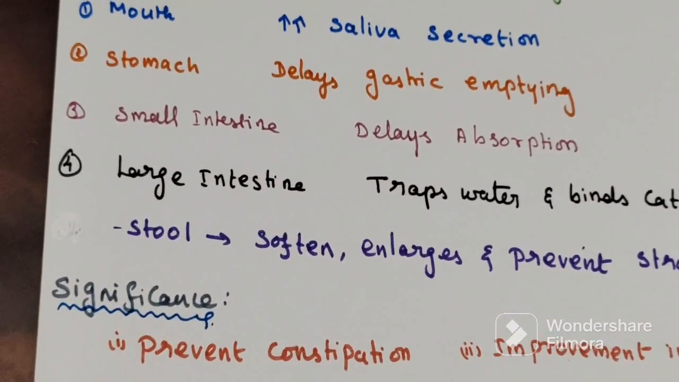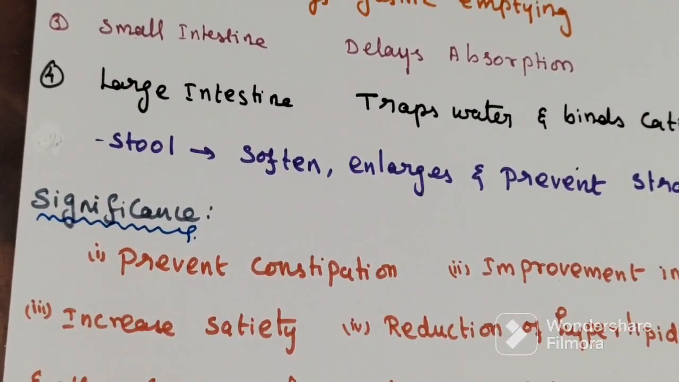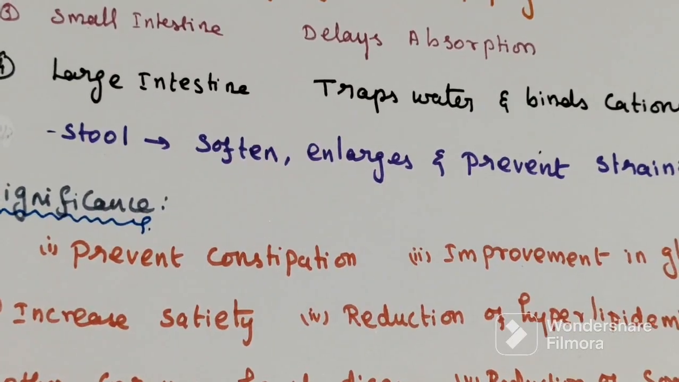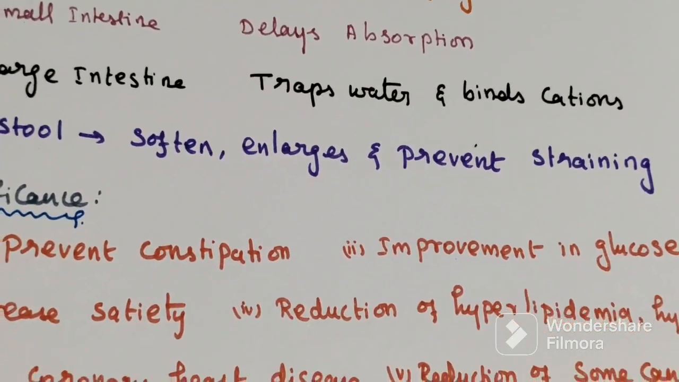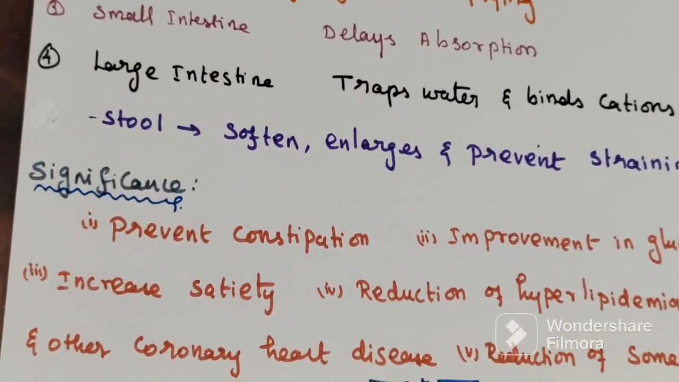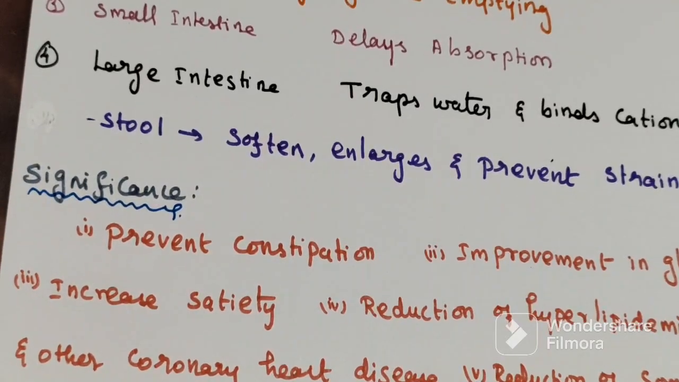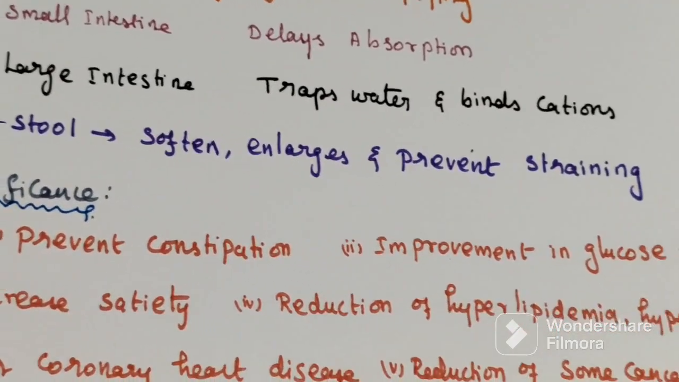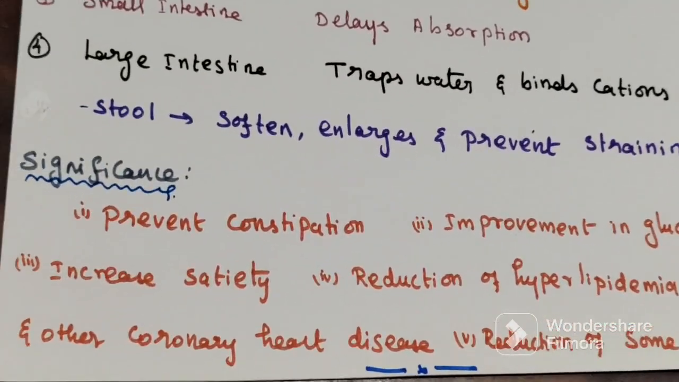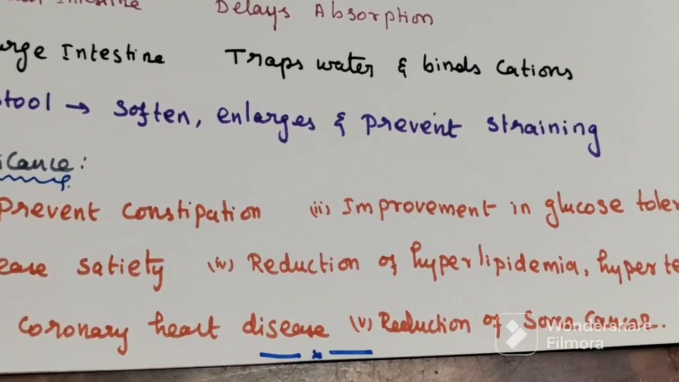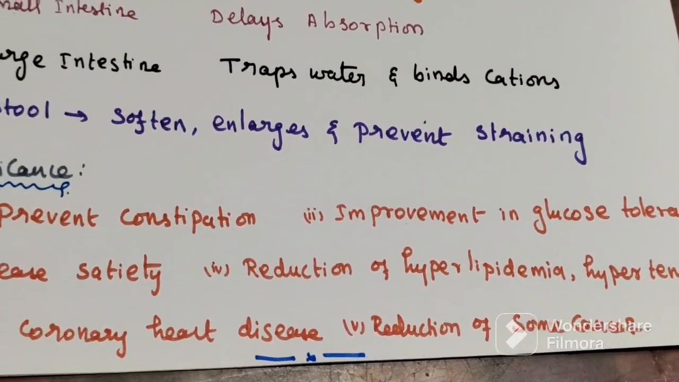Next one is the significance of dietary fiber. It prevents constipation, improves glucose tolerance and insulin response, and increases satiety. It also reduces hyperlipidemia, hypertension and other coronary heart diseases, and reduces some cancers, colon cancer and the like.